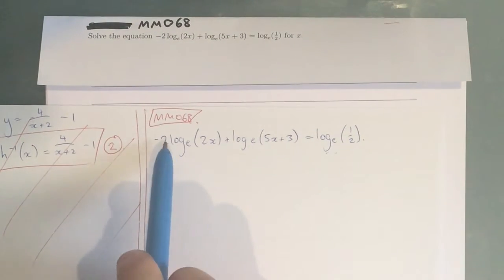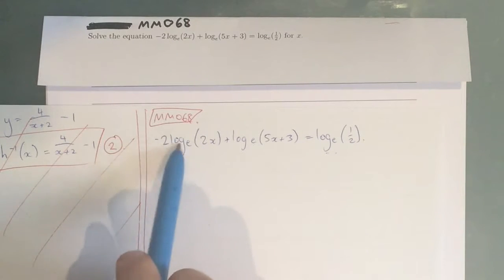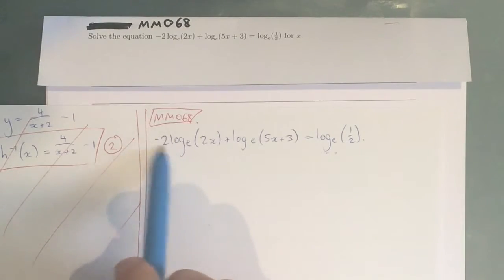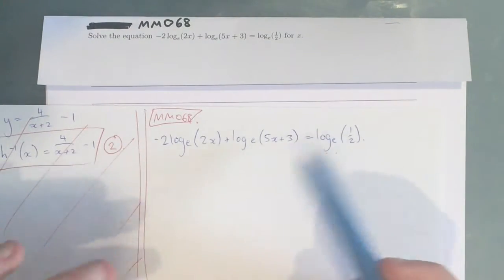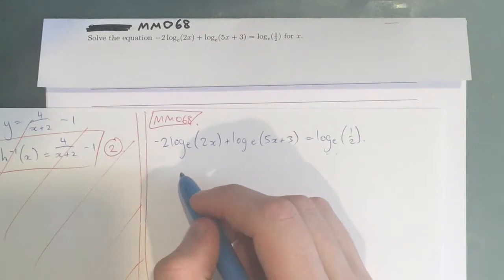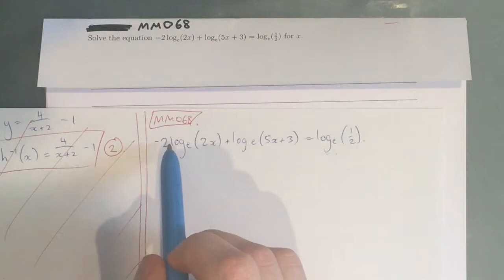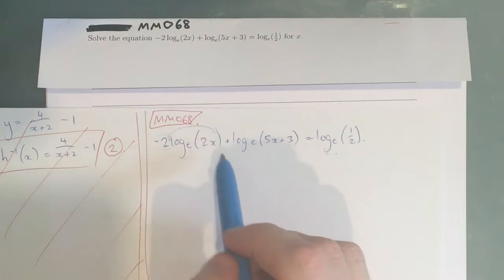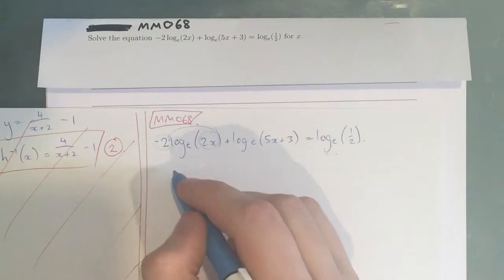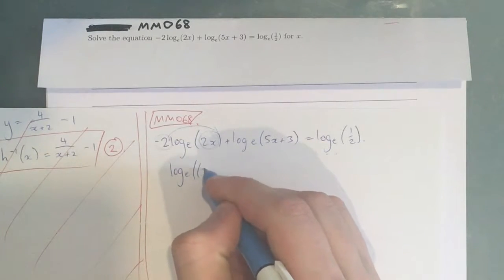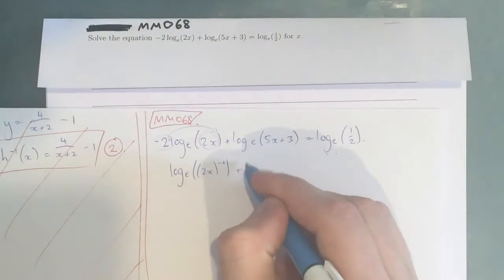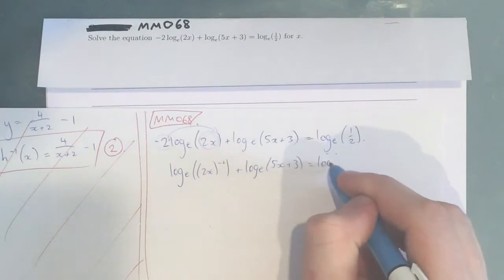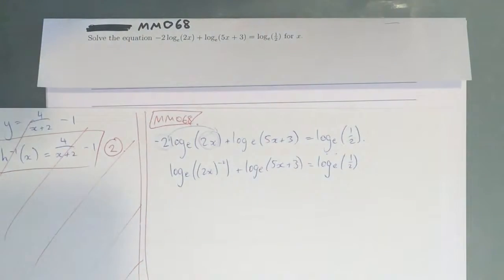Our first step is to get rid of this front number. Whenever we're using log laws, we need to get rid of these front numbers so that we can do stuff with these logs. How do we do that? For this one, we take this number and bring it up here and make whatever's inside here to the power of -2. So we get log e of 2x to the power of -2 plus log e of 5x plus 3 equals log e of 1/2. I like to do things one step at a time.